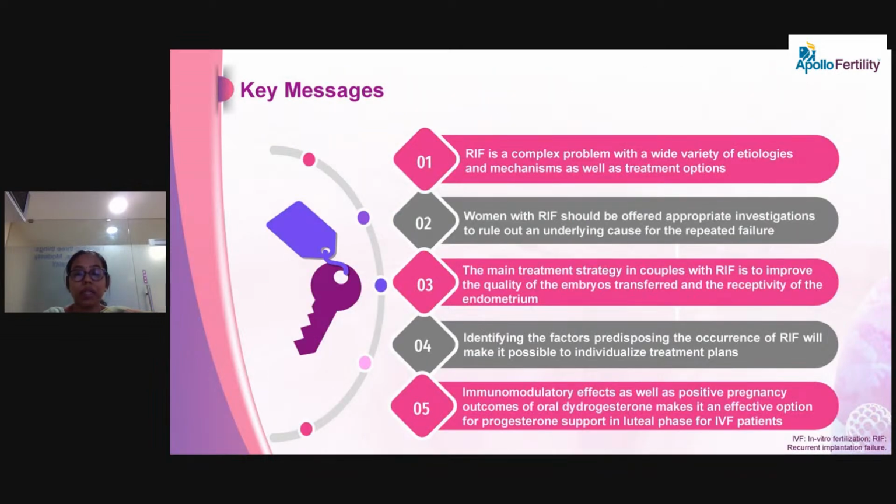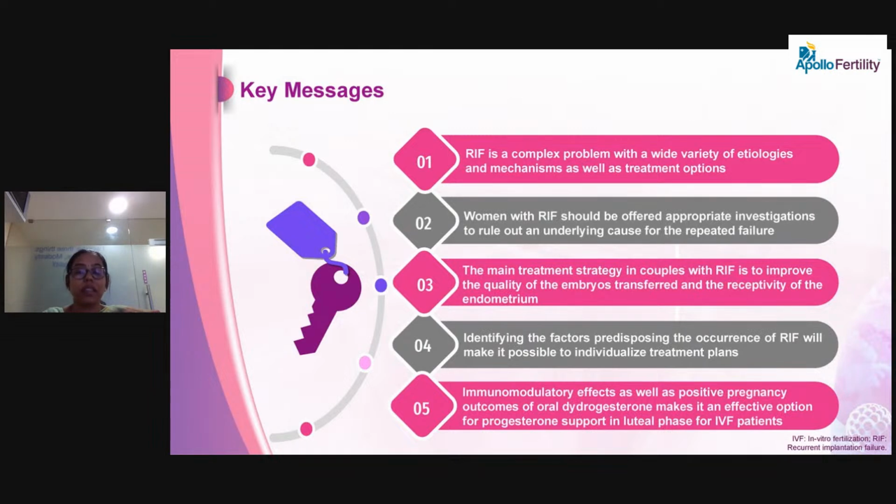So, recurrent implantation failure is a complex problem with a wide variety of reasons for the failure, and various mechanisms are involved as well as treatment options. So, women with repeated implantation failure should be offered the appropriate investigation to rule out the underlying reason for the failure. Most of the time, the ones ignored are the immunological causes, the alloimmune rejection. So that has to be taken care of. The main treatment strategy in couples with recurrent implantation failure is to improve the quality of the embryo transferred and look at the receptivity of the endometrium and then transfer.